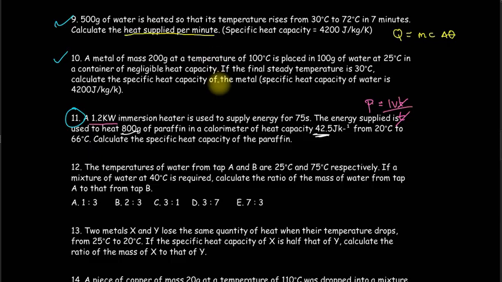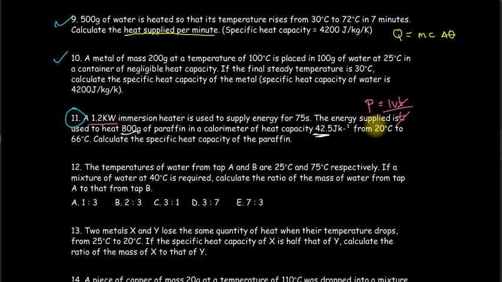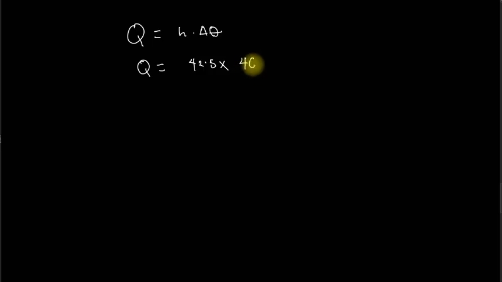So the heat capacity of the calorimeter is what? 42.5 times what? Change in temperature. Change in temperature from what? 20 to 66, rather. That is going to give us 46. So 42.5 times 46 is 1955. So 1955 joules was lost from the immersion heater.